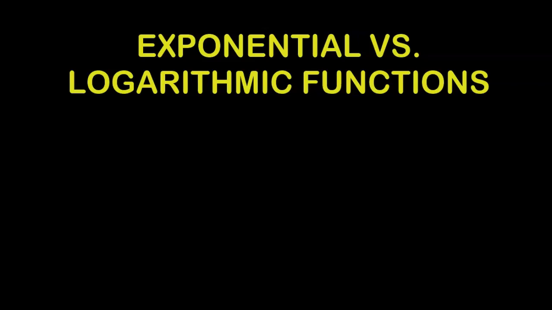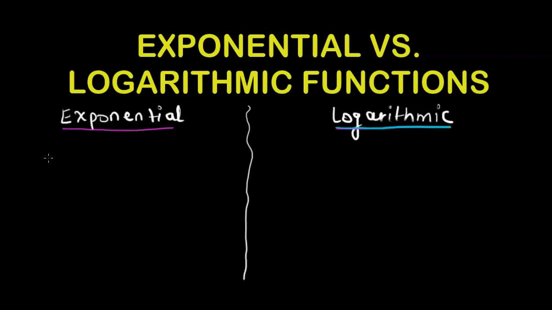Hey guys, by this time you already know what exponential functions are. In this lesson, we will understand the difference between exponential and logarithmic functions. An exponential function looks like y equal to 2 to the power x. So the general equation is y is equal to b to the power x, where b is any base. This base could vary.